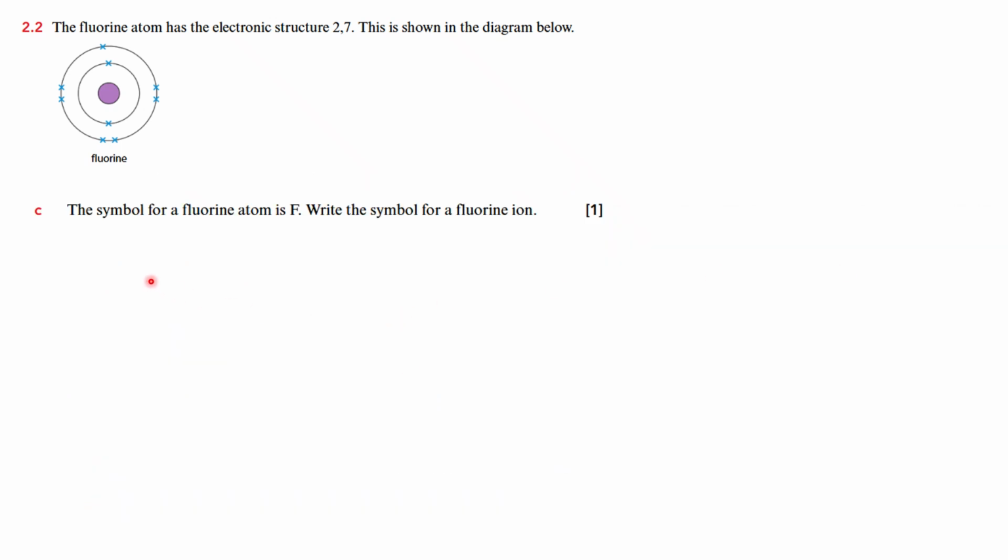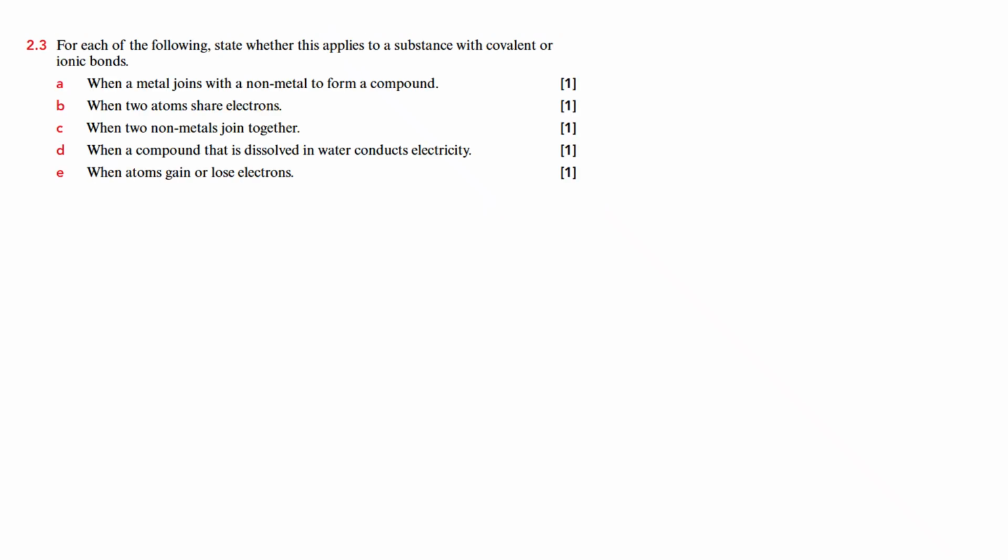Now the next question is, the symbol for fluorine atom is F. Write the symbol for fluorine ion. As I told you, since fluorine is gaining 1 electron, we will write down its symbol as what? F minus. Now the next question is, for each of the following, state whether this applies to a substance with covalent or ionic bonds. Here they have provided us with different combinations, that is metal, non-metal and other combinations, and we have to determine what type of bond will be formed between those elements.